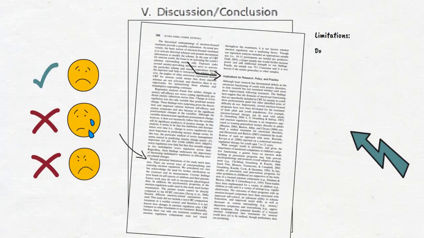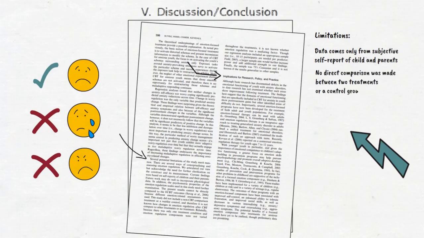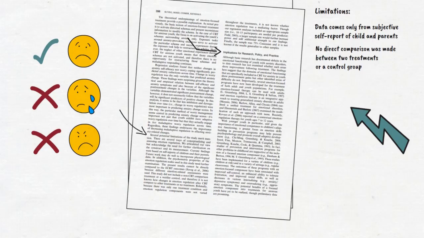For example, this article mentions their data comes only from subjective self-report of the child and parents. This is a limitation because it relies on individuals' honesty and self-awareness, which may lead to bias compared to other more objective measures. They also mention that no direct comparison was made between the two treatments or with a control group. A study incorporating more objective psychological data and comparing multiple treatments in the same study would provide stronger evidence for their conclusions. All research has room for improvement, but reading the article and looking up terms until you understand these limitations is key to demonstrating your credibility on the topic.